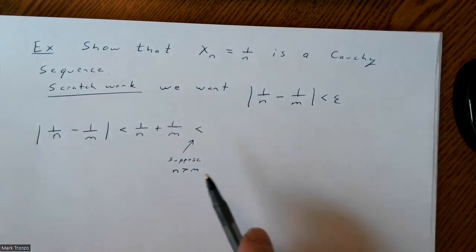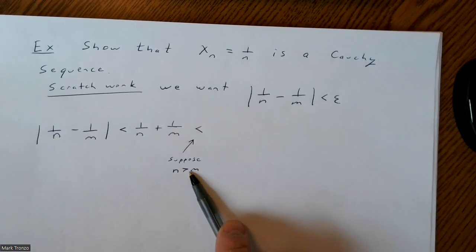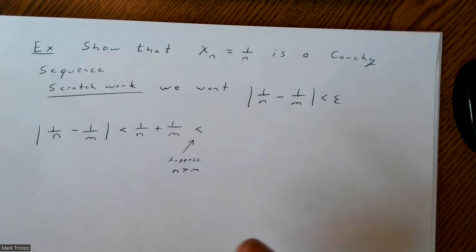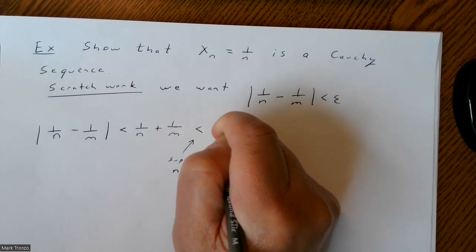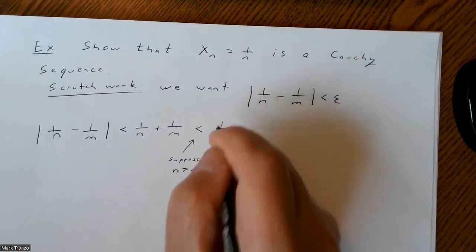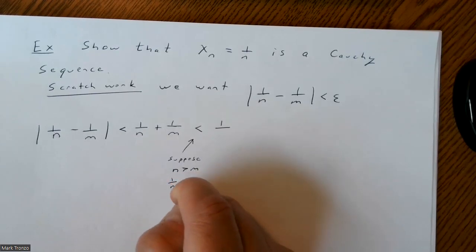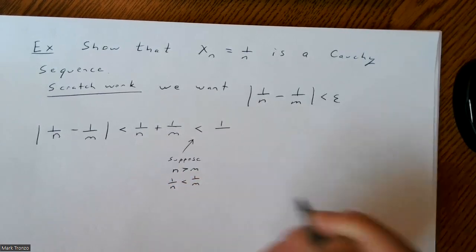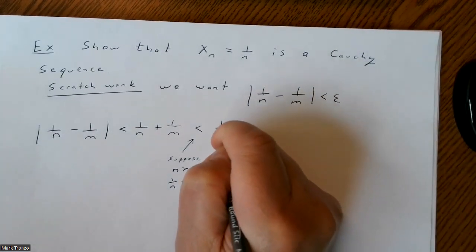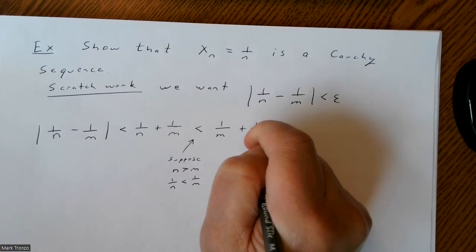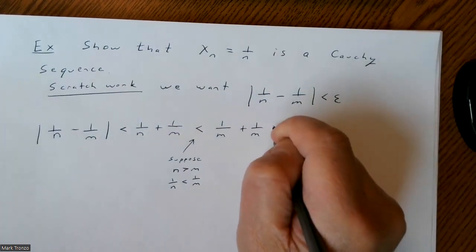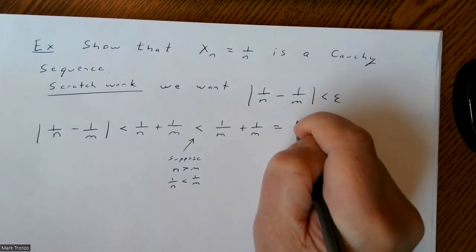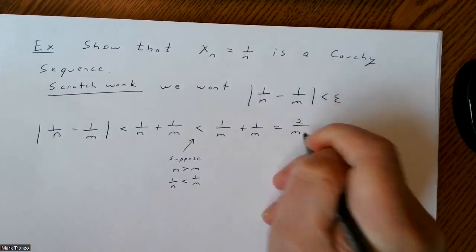So suppose that n is bigger than m, then we can say that, let's see, which way did I go here? So that means that 1 over n is less than 1 over m. So I can replace this with that. I'm replacing 1 over n with 1 over m. And then this is going to be equal to 2 over m.